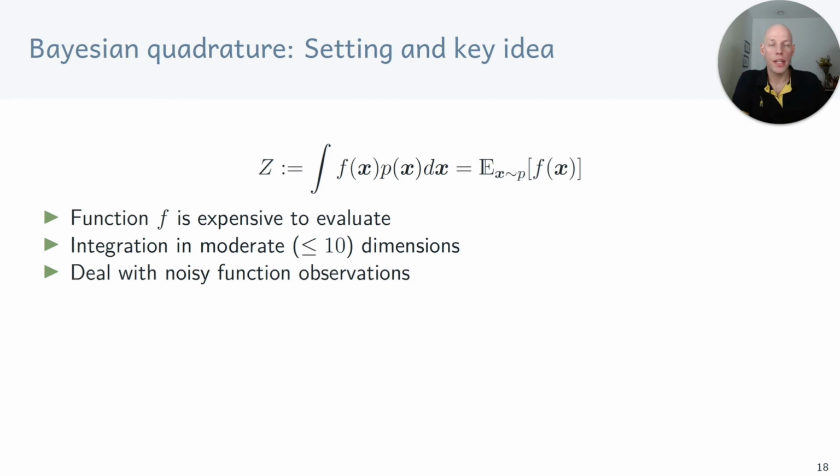We're looking at integrals of the form f of x times p of x dx, which we can also write as the expected value of f with respect to a measure p. We define the value of the integral as z. We consider settings where f itself is potentially expensive to evaluate. We integrate in moderate dimensions, and where function values f of x are noisy.